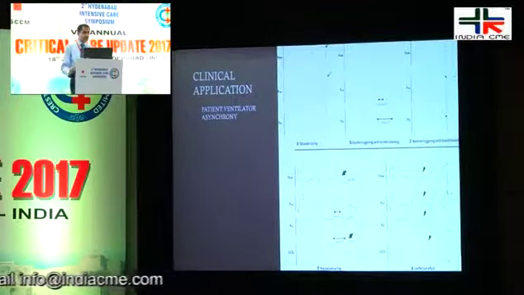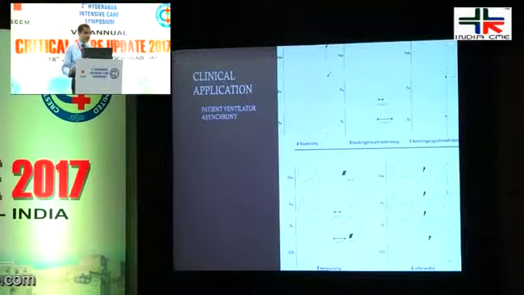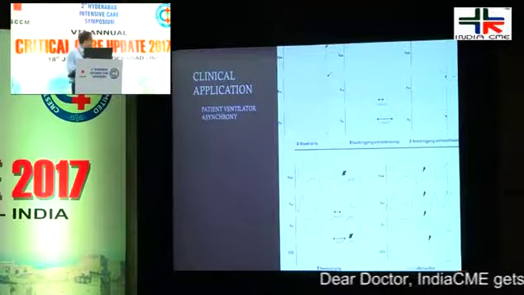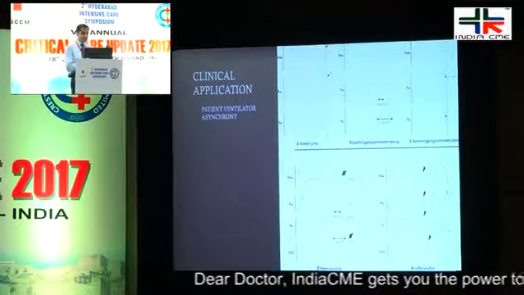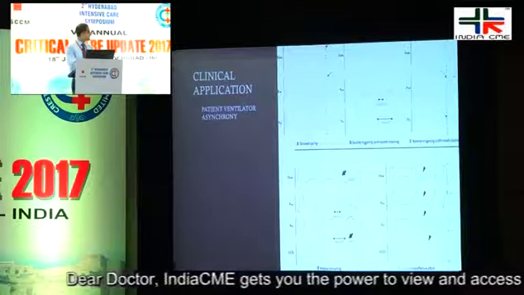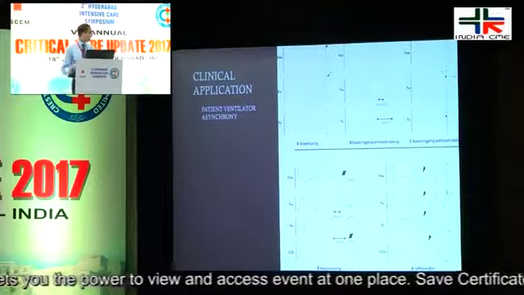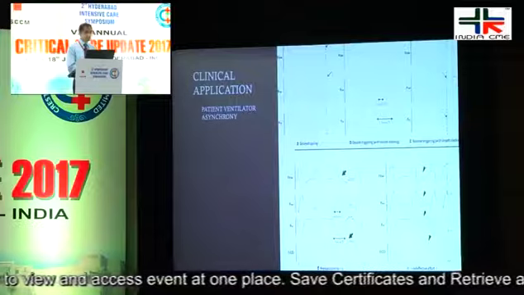The next indication is, of course, patient ventilator asynchrony. There are about 4 or 5 types: delayed cycling, which I'm not sure whether you can see in the graph, which can be picked up, double triggering, reverse triggering, premature cycling, and also ineffective effort.